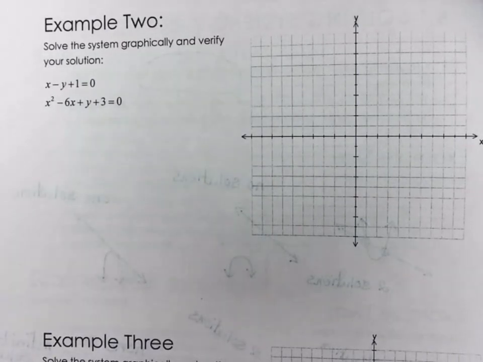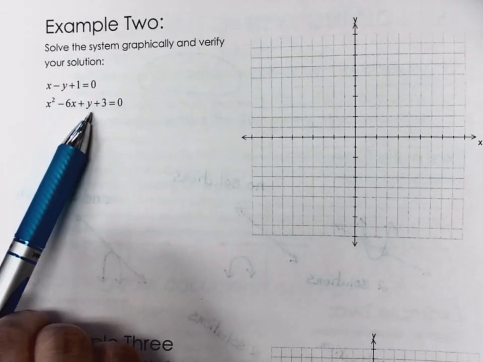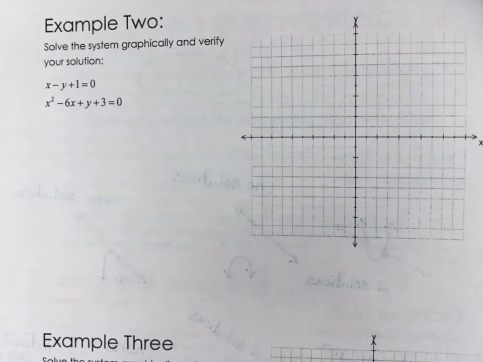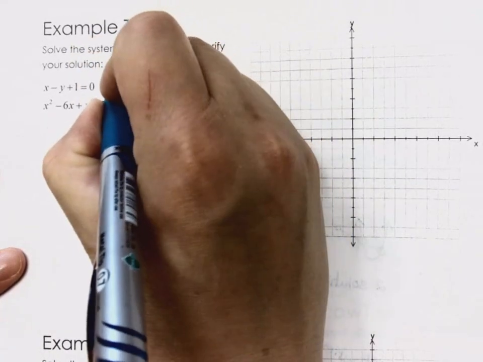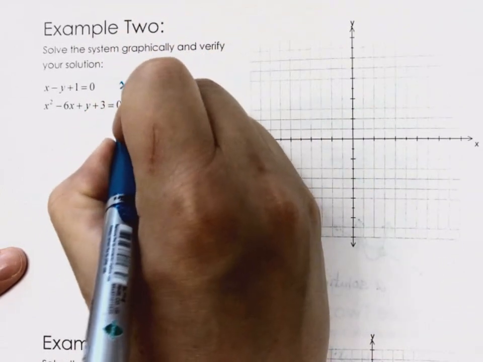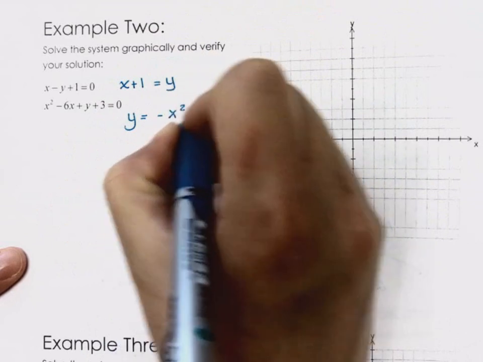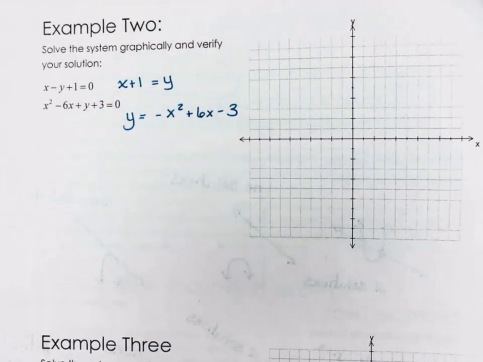I'm going to rearrange all my equations so that they're equal to y, just because that makes more sense to me. What's the most important point on a parabola? Your vertex, right? Because when you create your table of values, you need to put that vertex in the middle. So I'm going to rearrange these. So this is going to be x plus 1 equals y. This one's going to be y equals negative x squared plus 6x minus 3.